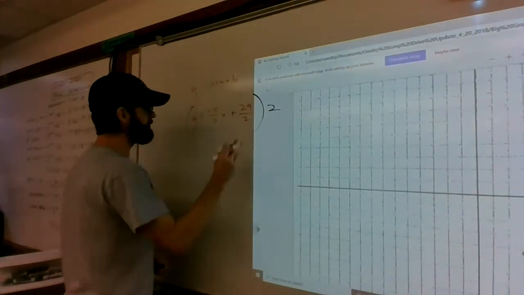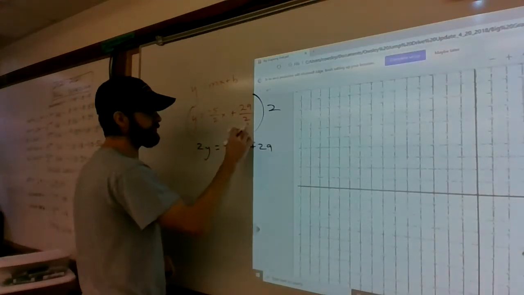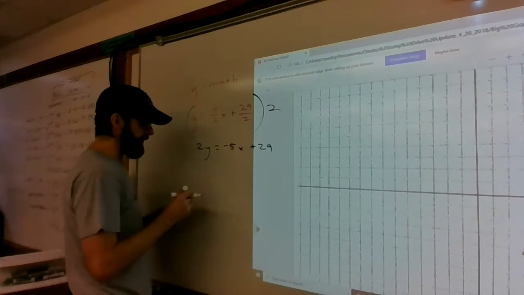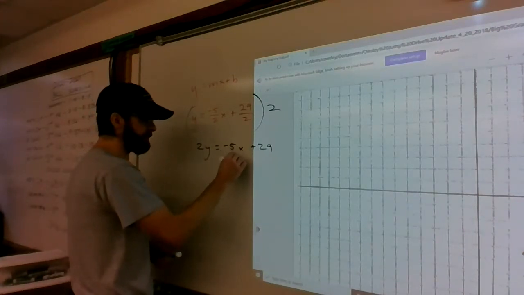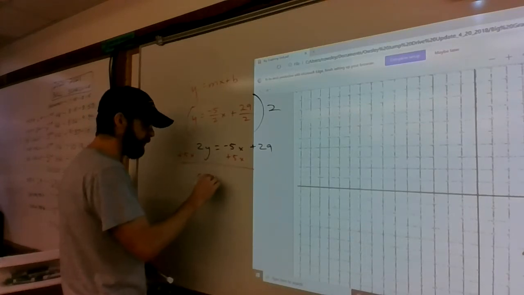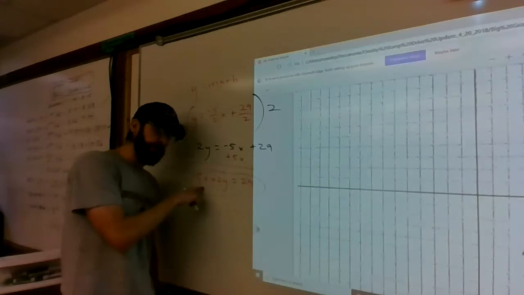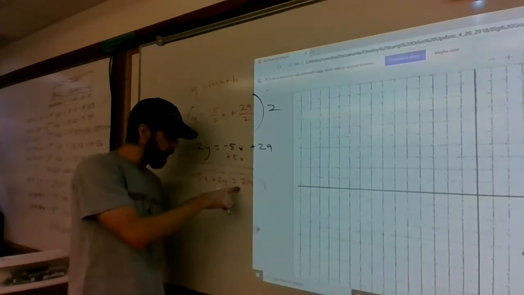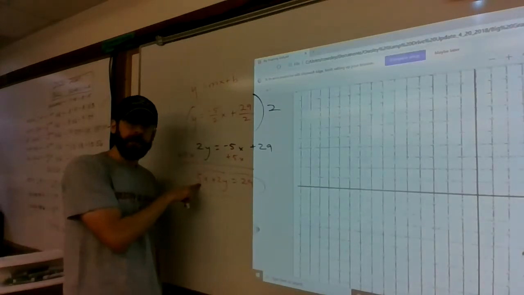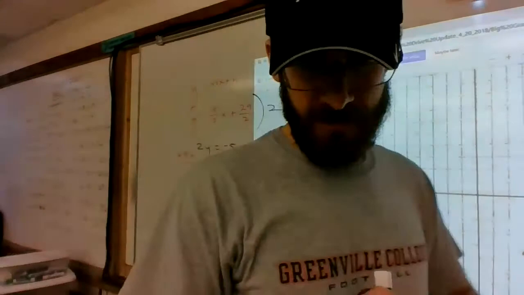Double both sides, you get 2y equals -5x plus 29. Those 2's cancel with that 2. And then in this case, I just add the 5x to both sides. So 5x plus 2y is equal to 29. By the way, when you put it in general form, they generally want the x to be positive. So it's just one of those kind of weird things that you see in textbooks.